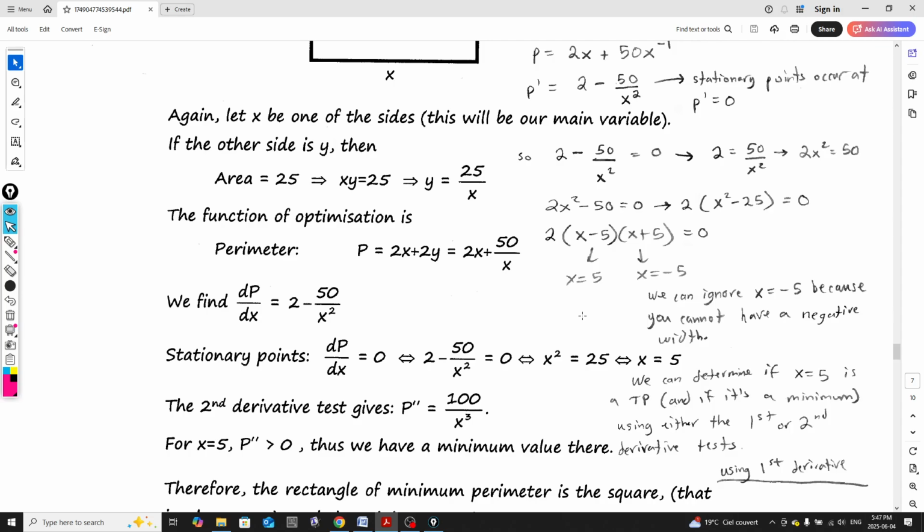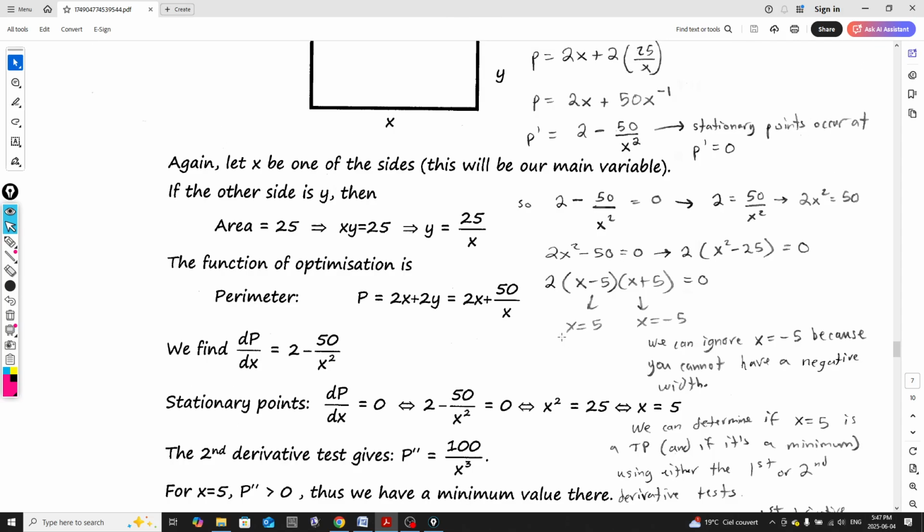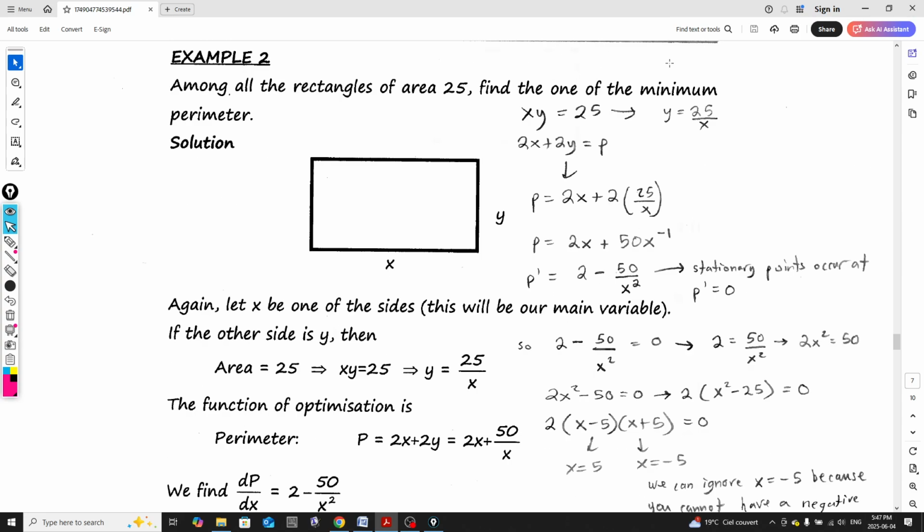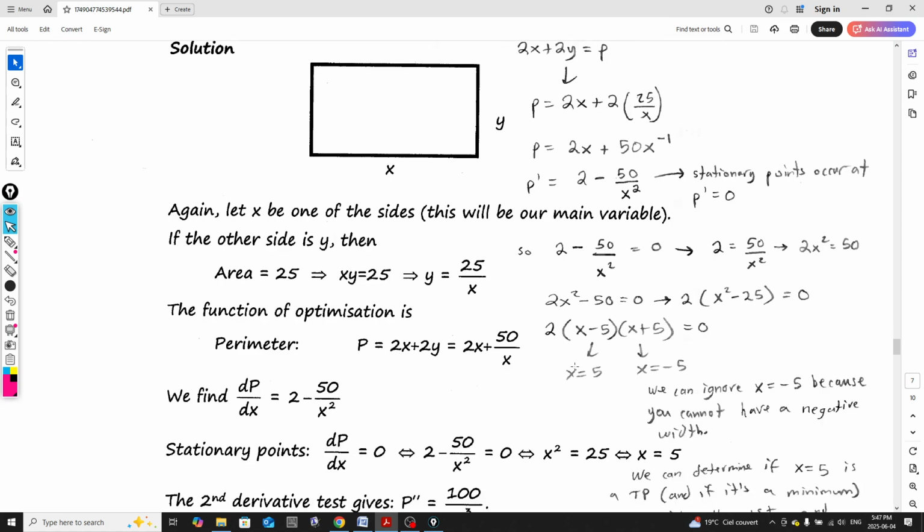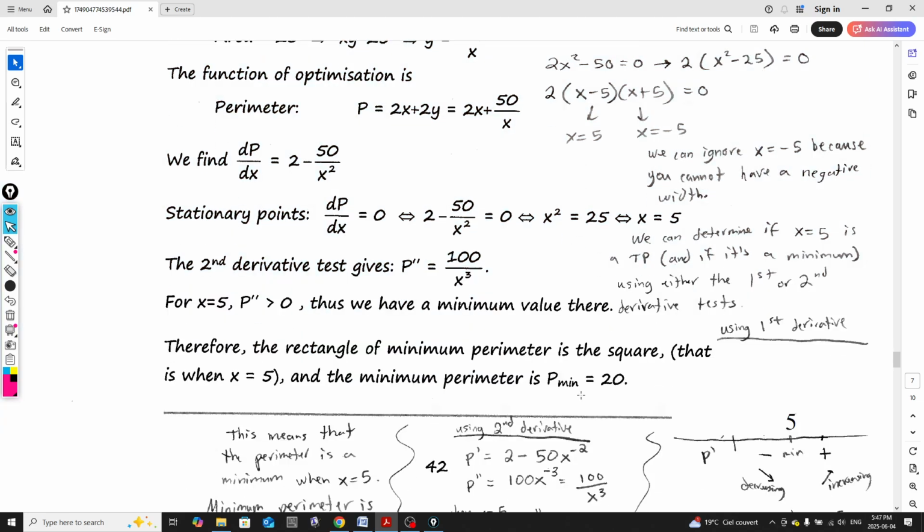Now I'm going to figure out whether x equals 5 is a turning point, because right now all I've figured out is that it's a stationary point. I also have to figure out whether it's a minimum, because we're trying to minimize perimeter. So again, you can use your first derivative test or the second derivative test.